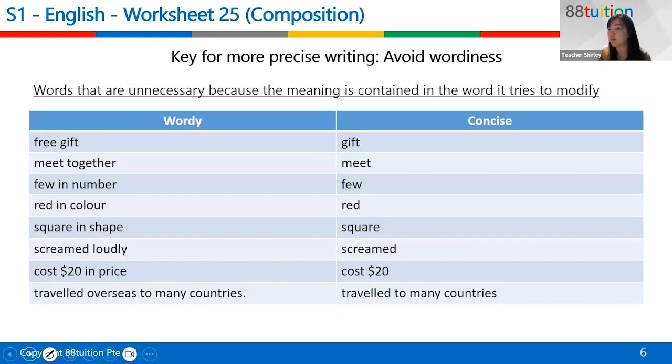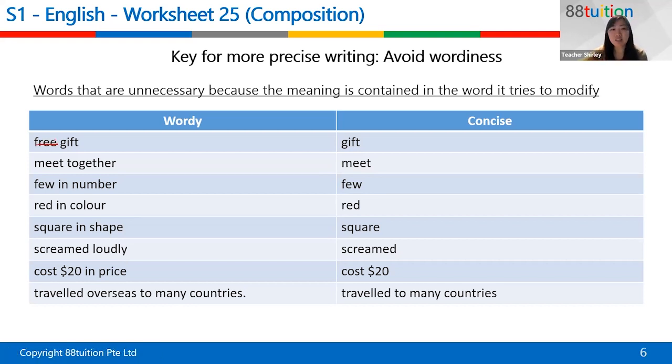Okay, next one. Words that are unnecessary because the meaning is contained in the word it tries to modify. So in this case, free gift, gift is concise. Free is redundant because isn't a gift free? I mean, would you give someone a gift and then say, please pay me some money? No, right? So in this case, I think it's quite a redundant word. So you can cancel free.